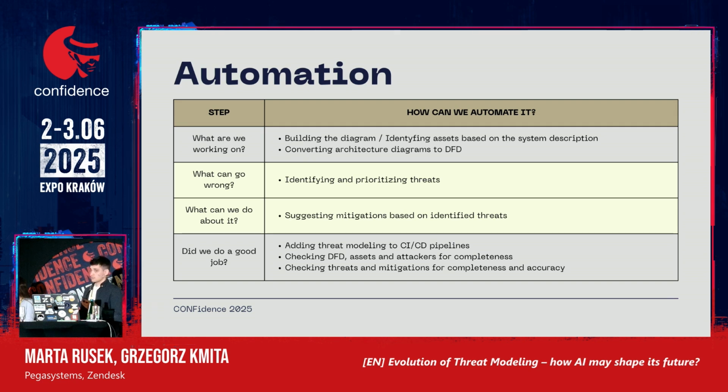At last, when you want to automate the fourth step, which is, did we do a good job? Maybe adding threat modeling into the CI/CD pipelines might be an answer to require, for example, teams to have the threats of the higher priorities resolved. It still requires some manual action because somebody needs to put those threats in there, but maybe some checks like that would work.